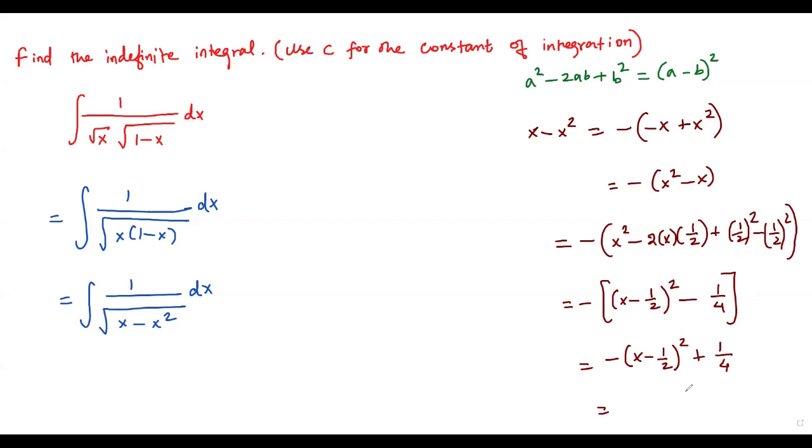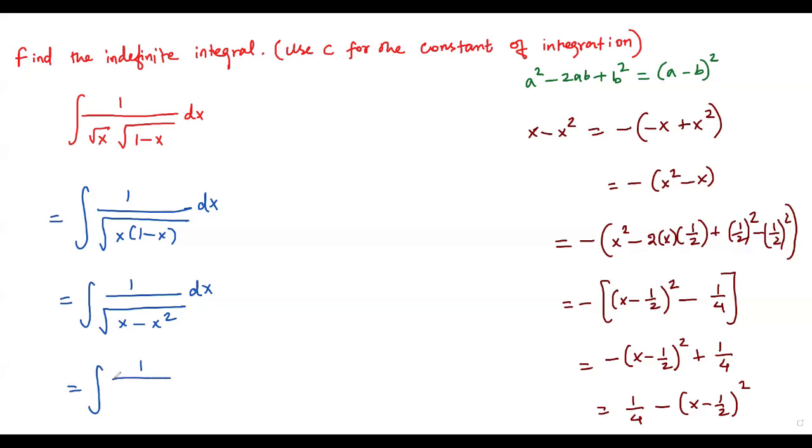We can write the positive term at first. That is, we can write this 1/4 at first, then negative x minus 1/2 the whole square. Okay, now the expression we have inside the square root has been written as 1/4 minus (x minus 1/2) the whole square. Now let me continue the integration.